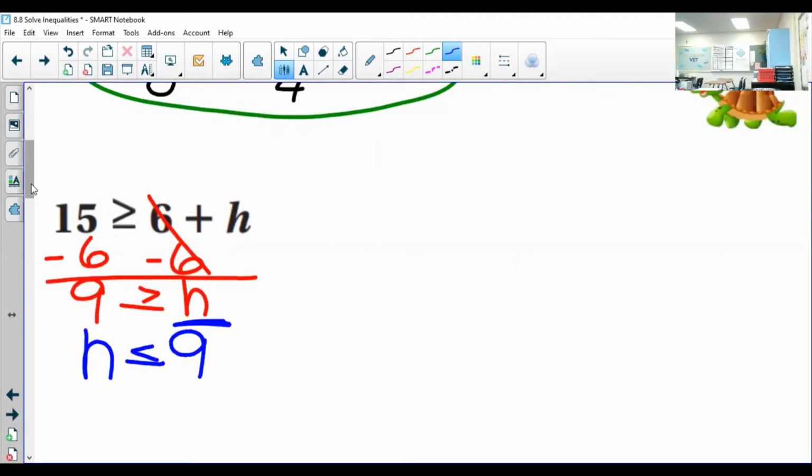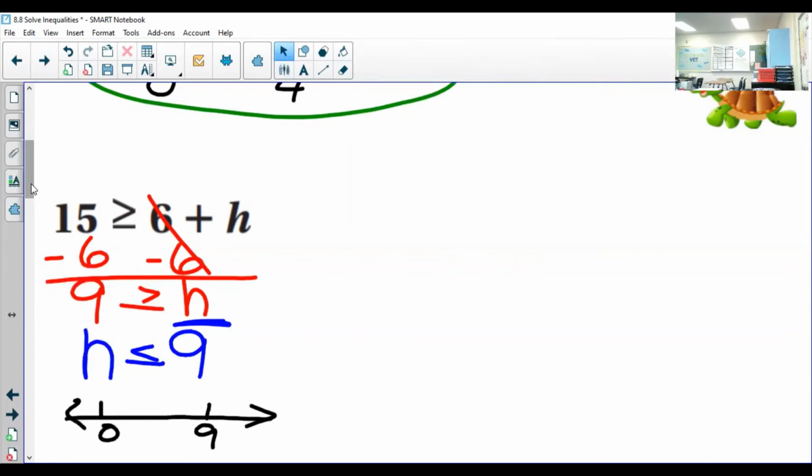Okay, I flipped the h and the 9, and then I also flipped my inequality symbol. So drawing my number line, I would have 0 and 9. Less than or equal to is going to be a closed circle on 9. And we want everything less than 9, so we're going to go to the left.